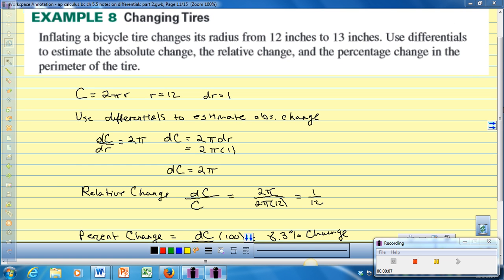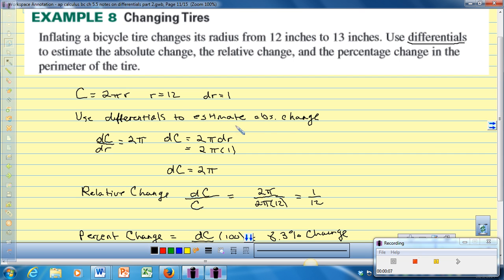Example 8, changing tires. Inflating a bicycle tire changes the radius from 12 to 13 inches. Use differentials. So that's key for the way we need to go about this problem. To estimate the absolute change, the relative change, and the percentage change in perimeter of the tire. So what I have here is perimeter of the tire is circumference, 2 pi r. Original radius is 12. The differential in radius is 1.